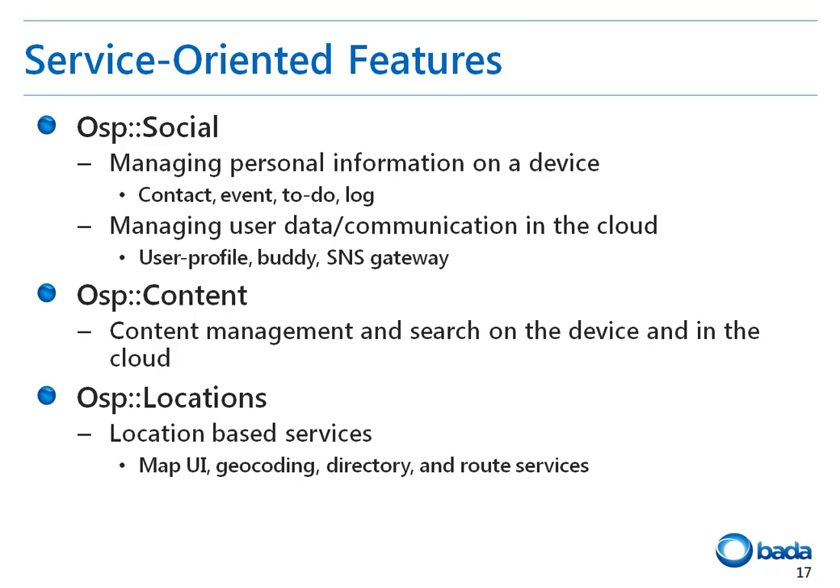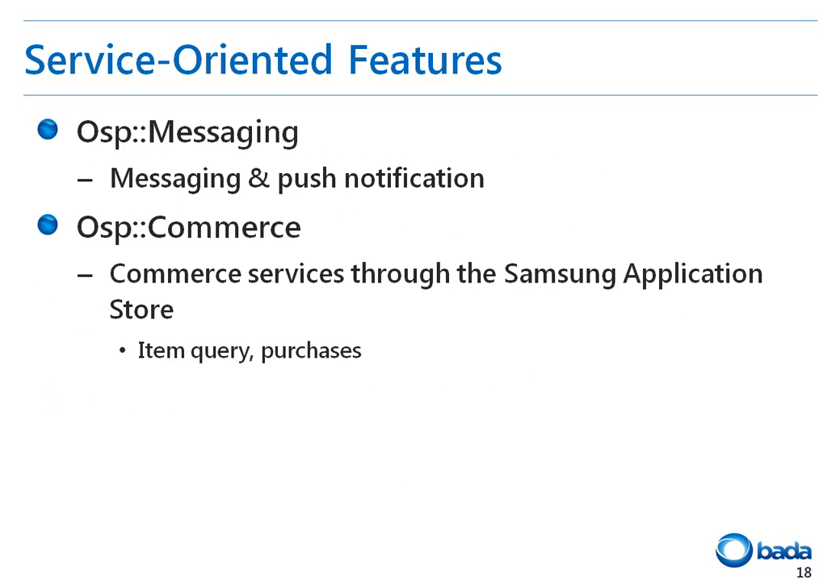The OSP location namespace provides APIs to provide various location-based services. For example, the map display function, the geocoding function to convert the address into coordinates, and vice versa. The directory function and the root service function are provided. The OSP messaging namespace supports messaging and push notifications. The OSP commerce namespace supports functions to query and purchase items on the Samsung application store, that is, Samsung apps.